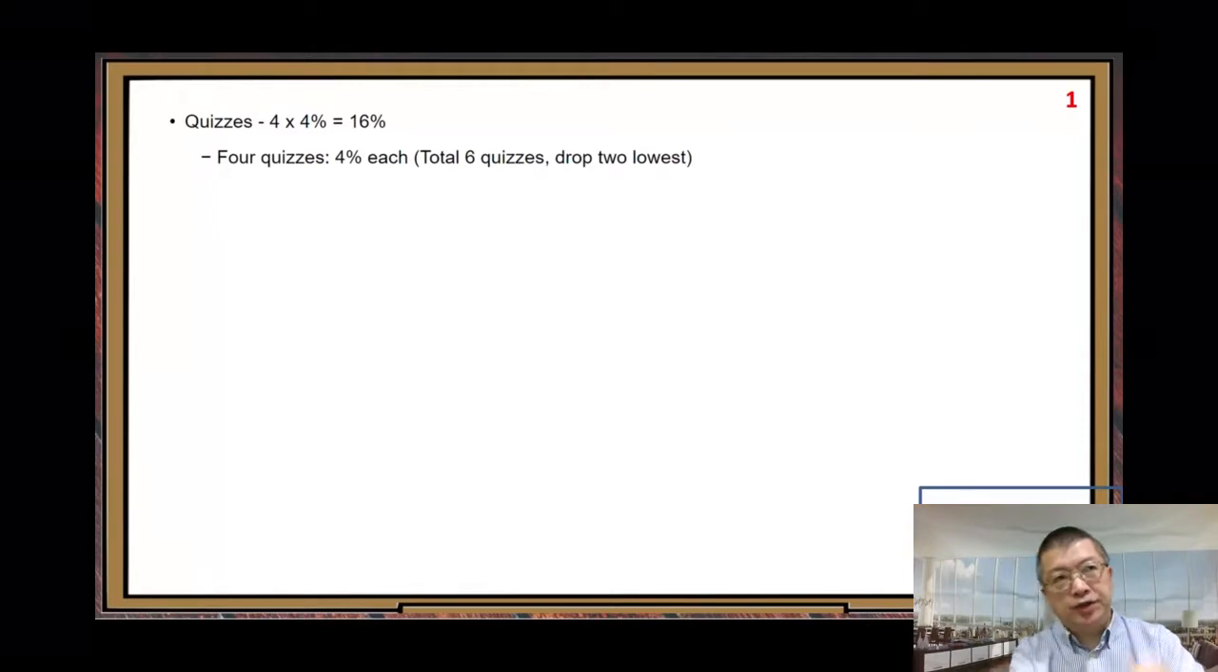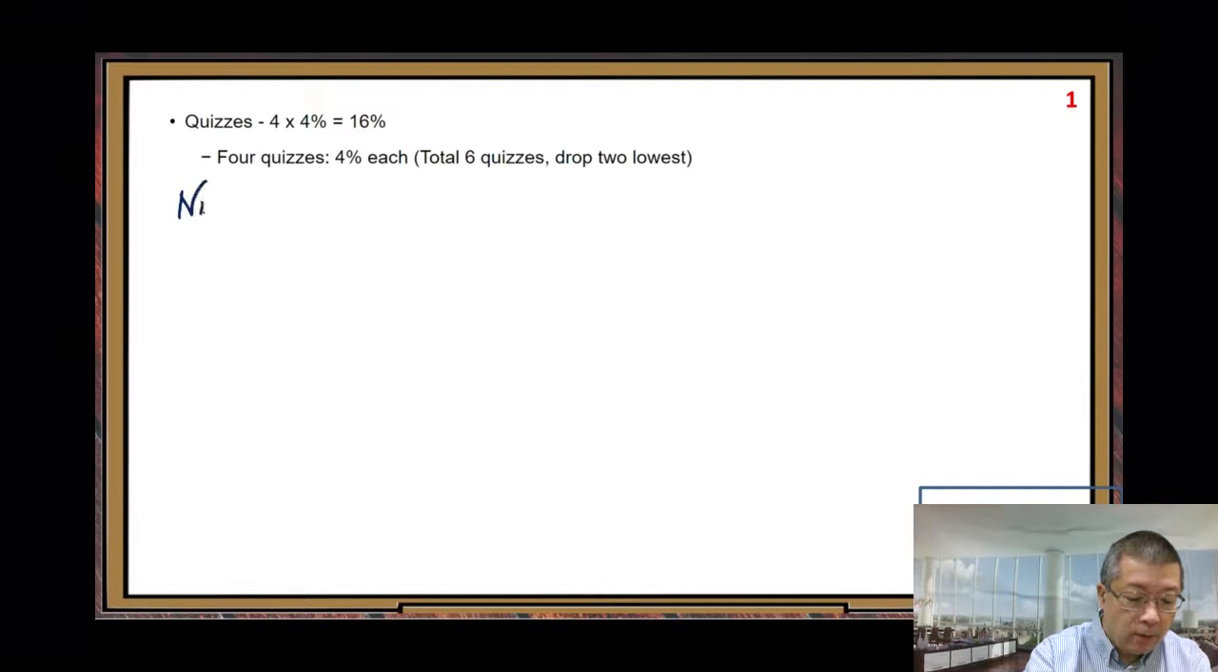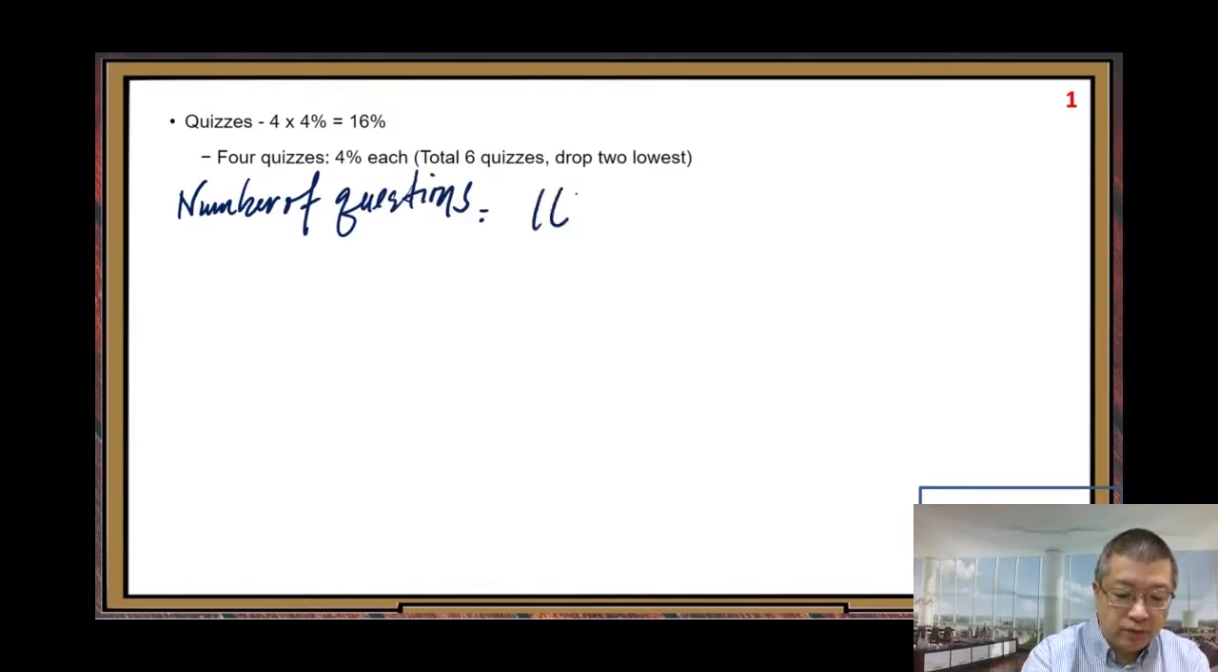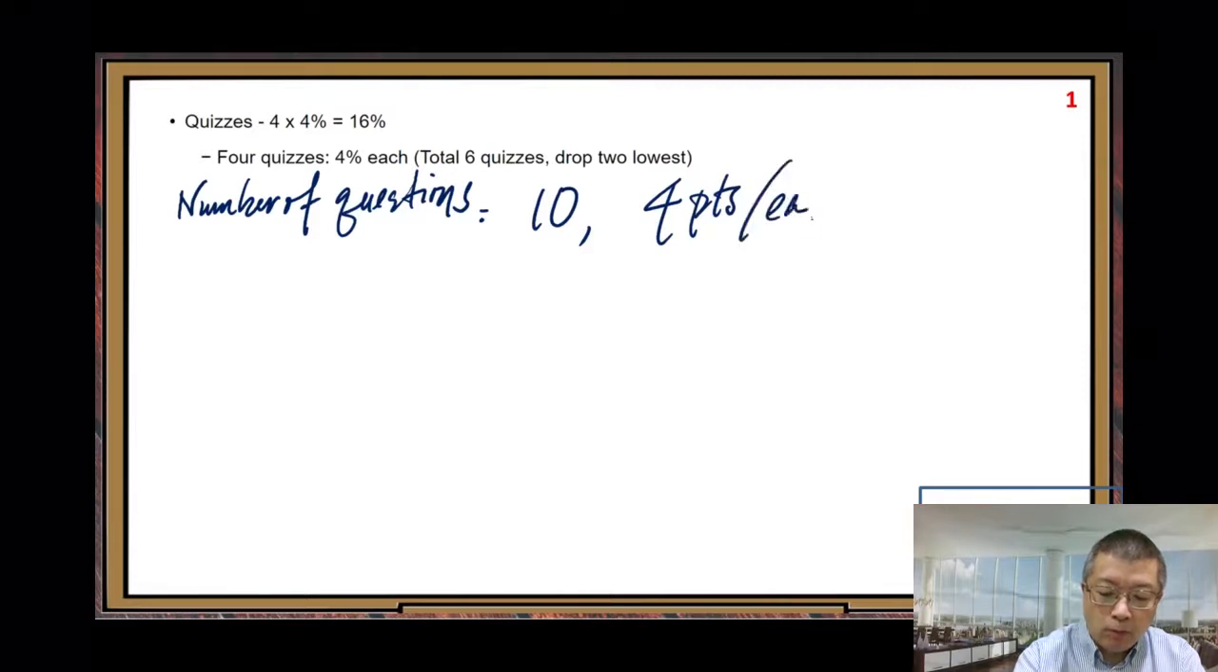4 out of 6, each one 4%. You can see pretty big, right? Not very small, 4% for one quiz. All right. First, the number of questions: 10 questions. Always 10 questions. Still 4 points each. So total you have 40 points.